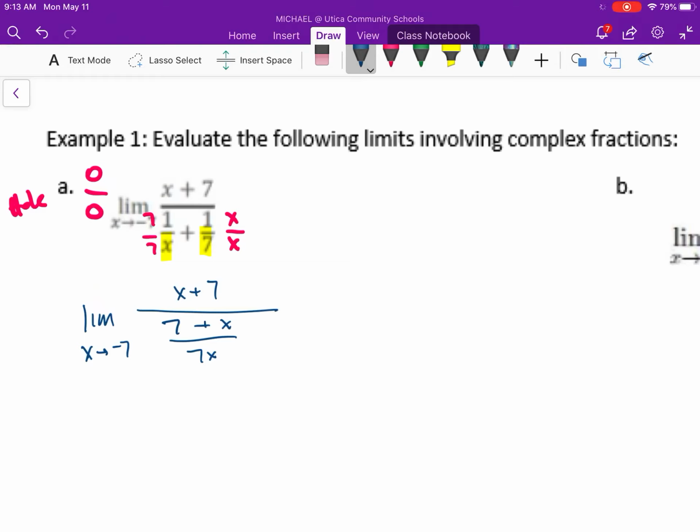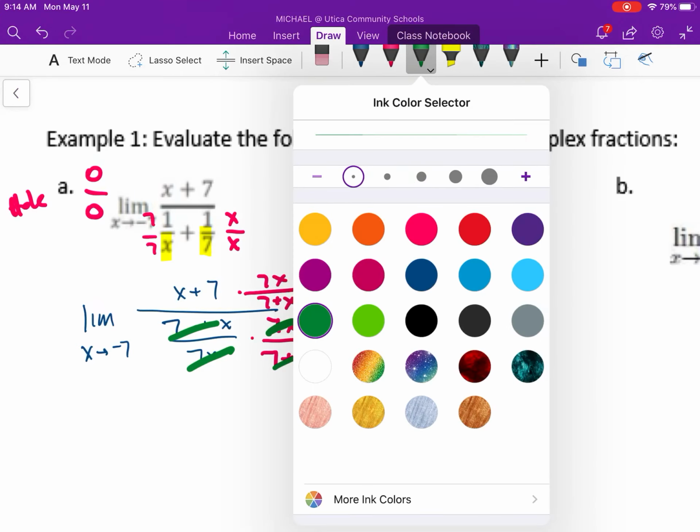Alright, so now I have one fraction over another fraction. Whenever I have that, I'm going to multiply by the reciprocal of the denominator on top and bottom. And what that will do is cancel out the entire bottom. 7x's cancel out, 7 plus x's cancel out.